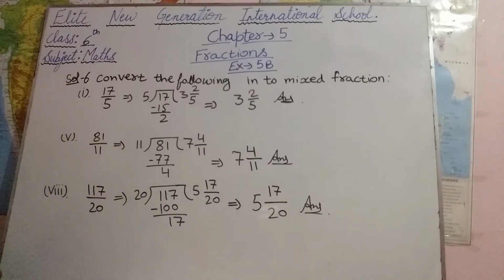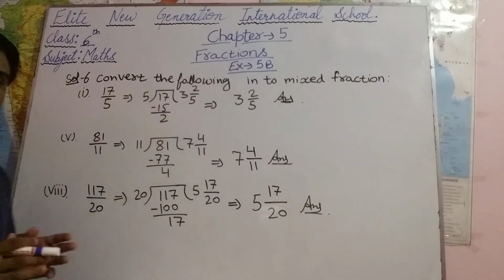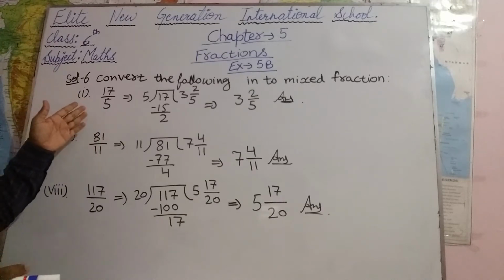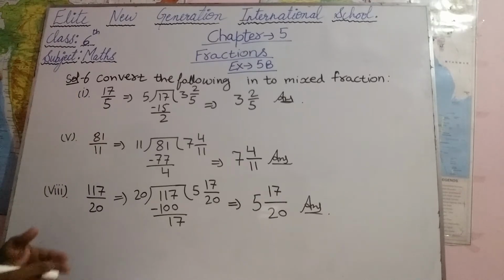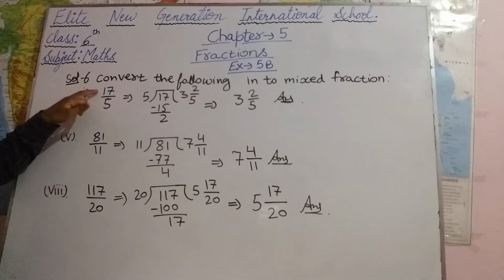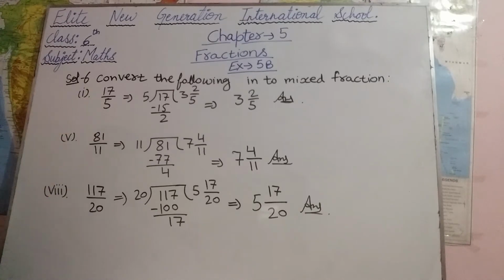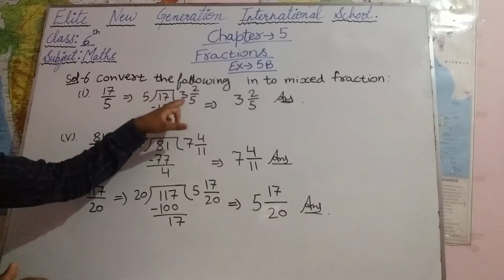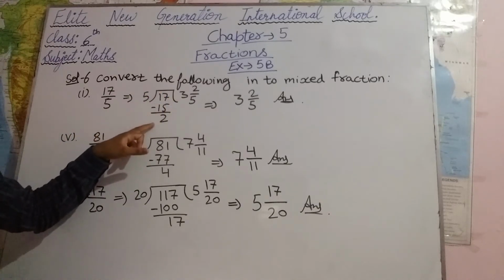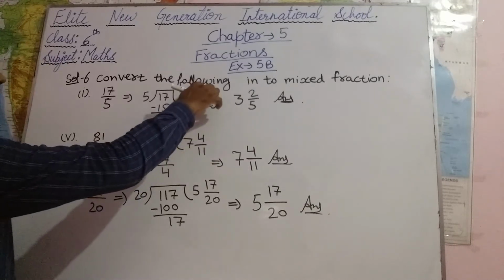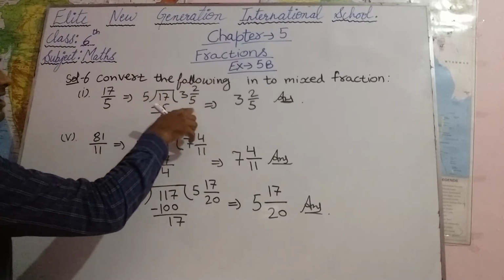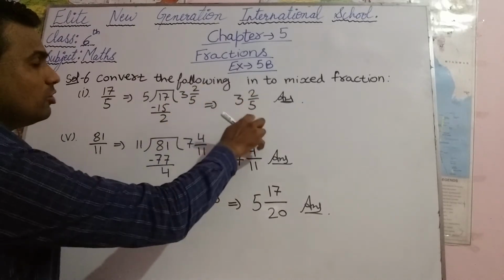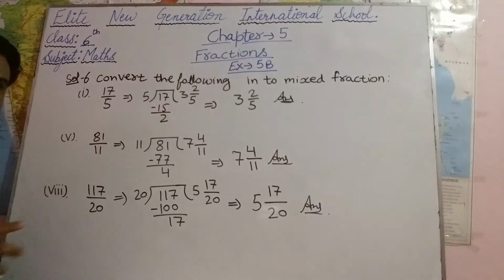So in question number 6 we have to convert the following into mixed fractions. Here we have been given improper fractions, and we have to convert them into mixed fractions. So here first we have 17 upon 5. We can divide 17 by 5. So 5 threes are 15, so the remainder will be 2. This 2 will come on the upper side and this 5 we will write here, so it will be 3 whole 2 upon 5. That means 3 whole 2 upon 5 is the mixed fraction.